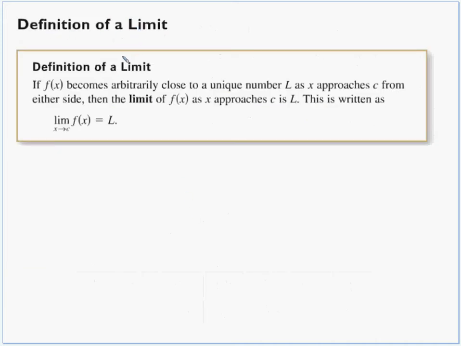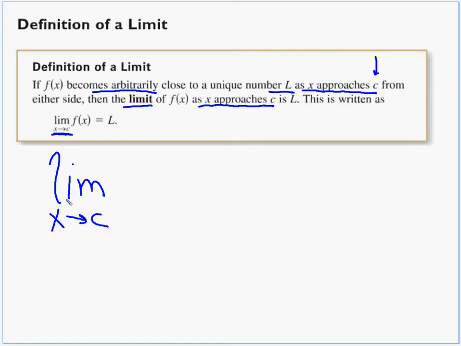Here you're going to see some different notation. When we get into this in calculus, there is plenty of new notation. It says here, if our function f of x becomes arbitrarily close to some unique number L for limit, as our x value gets closer and closer to this c value, from either side, the left or the right, then the limit of our function as x approaches c is equal to L. And this is written like this. The limit, LIM, as x approaches c, of our function f of x is equal to some number L.